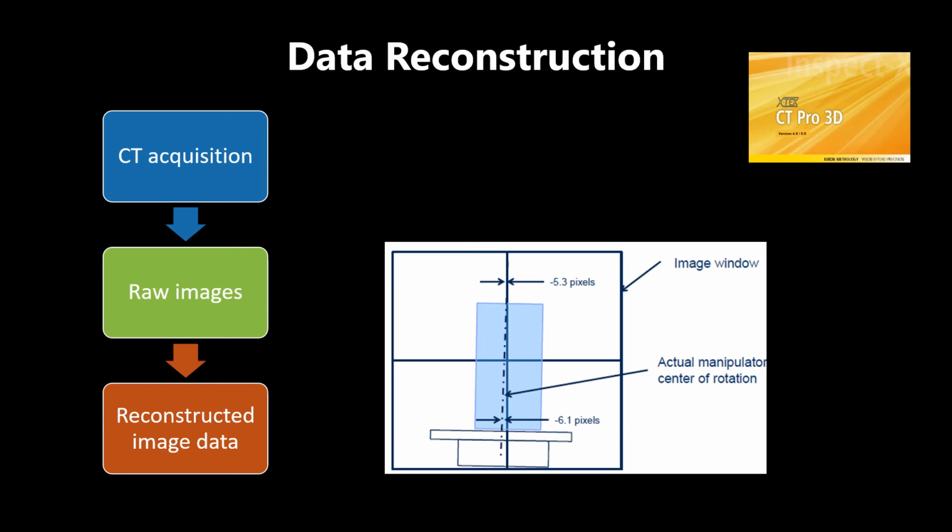Following CT acquisition, the raw images or projections must be processed to reconstruct the data. This is typically done in software linked to the equipment, in our case CT Pro 3D from Nikon. This software algorithmically locates the center of rotation from the object and then reconstructs the data into a 3D volume.